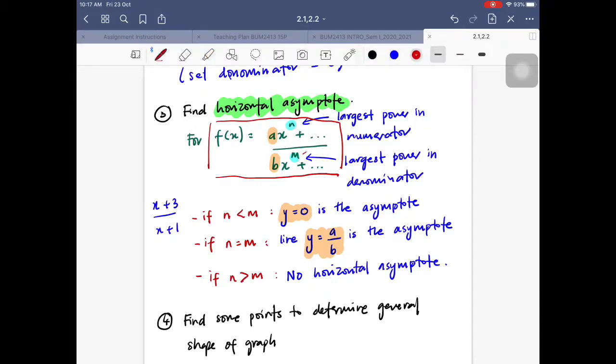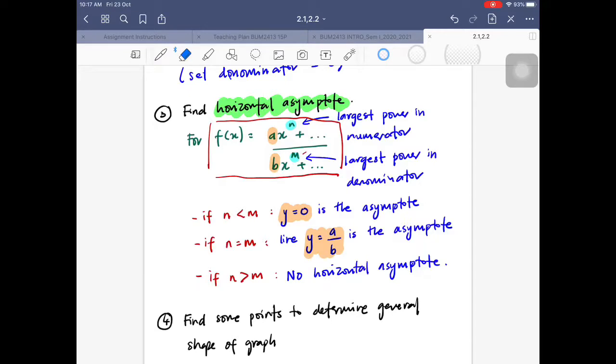For example, if I were to refer back to the example that we have over here, my a value is going to be 1, my b value is also going to equal 1, so my y is going to be 1 over 1, which is 1. So I'm going to have a horizontal asymptote at y equals 1. Okay, that is going to be for the second case.